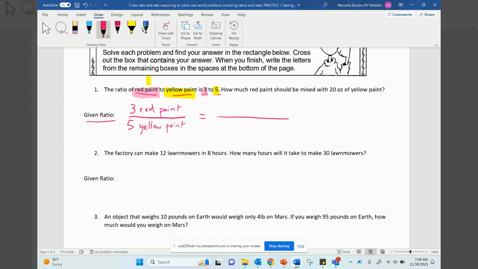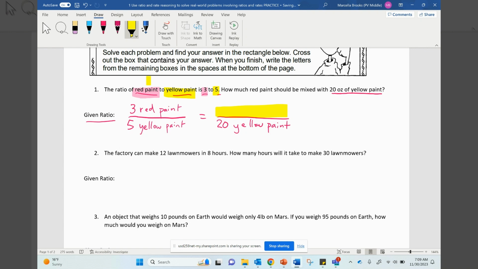How much red paint should be mixed with 20 ounces of yellow paint? So it gives us half of that other ratio. And because we already have yellow on bottom, we're going to keep yellow on bottom. So 20 yellow paint. And what we're looking for is how much red paint do we need if we have 20 ounces of yellow paint.